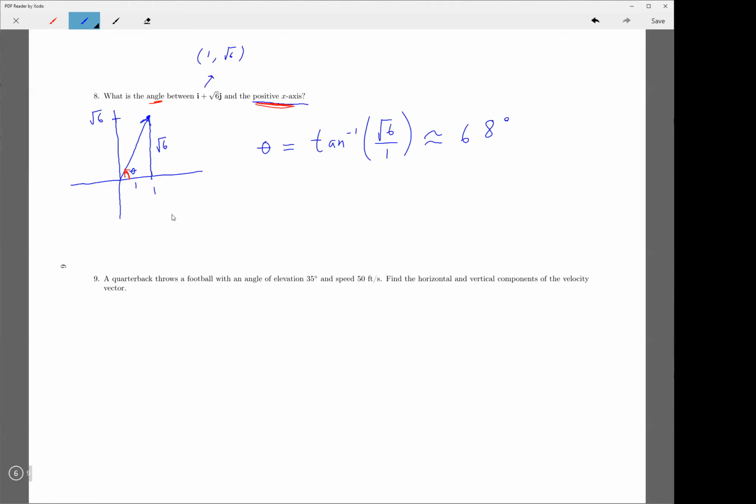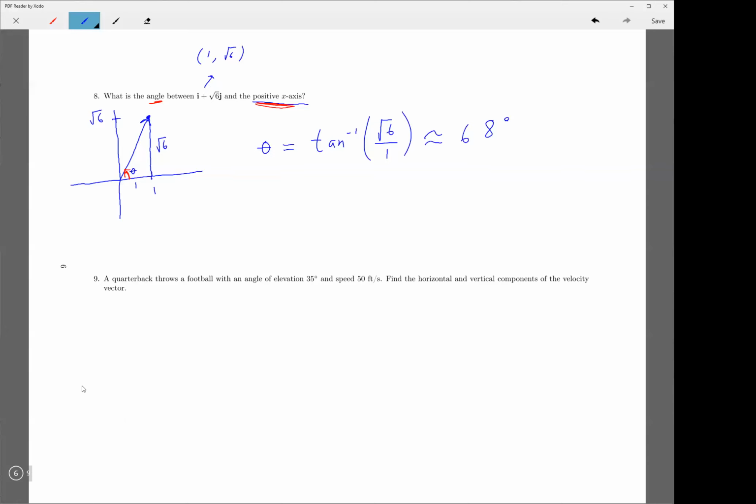Okay, number 9. The quarterback throws a football with an angle of elevation 35 degrees and speed 50 feet per second. Okay, so this right here is the other way of expressing it because they're giving you an angle and magnitude. So the speed is the magnitude and this is the direction. And we're supposed to find the horizontal and vertical components. So basically here, we're given the direction and the magnitude, and we're supposed to put it back into the component form.